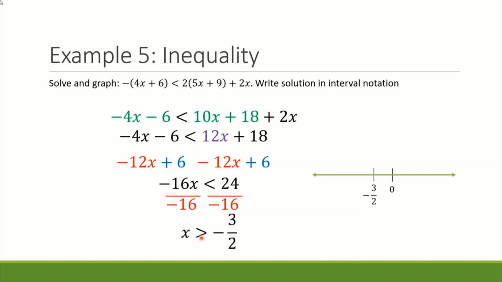Now, since there is no "or equal to" here, I'm going to do an open circle. And since it's everything greater, it's going to go to positive infinity. Now for interval notation, read it from left to right. So it's starting at negative 3/2. That would be a parenthesis, and going to positive infinity and beyond.